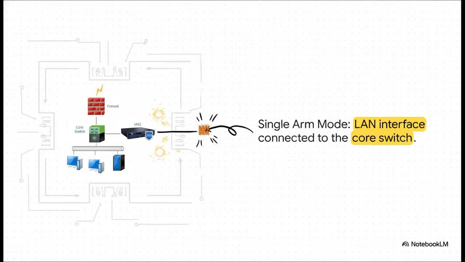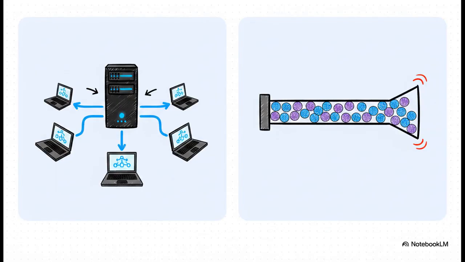Finally, we have single arm mode. In this setup, the IAG is connected via a single LAN interface straight into your core switch, acting as a highly specialized single-armed proxy. You typically deploy this specifically when you want the IAG to act as a dedicated proxy server, very often replacing an old legacy proxy you've already got running. It's a pretty simple setup.